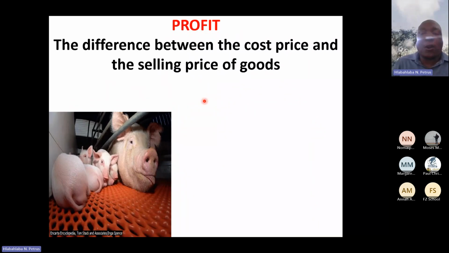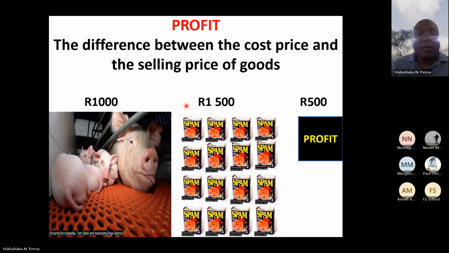And then we have what we call profit. What is profit? Profit is the difference between the cost price and the selling price of the goods. Like for instance, this person bought the pigs. After buying the pigs, he is converting them into a product, and then he's selling the total product for 1,500. So the difference between the two is going to be 500. That will be the profit of that person or that owner.